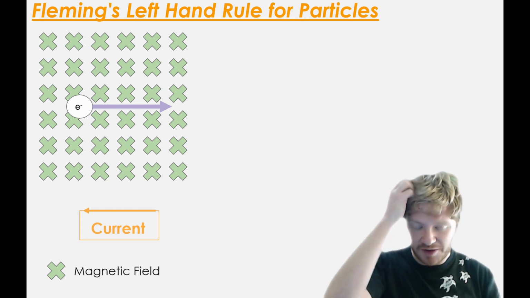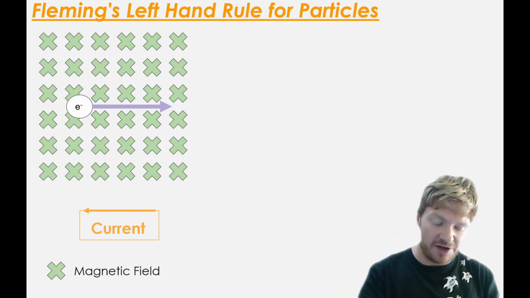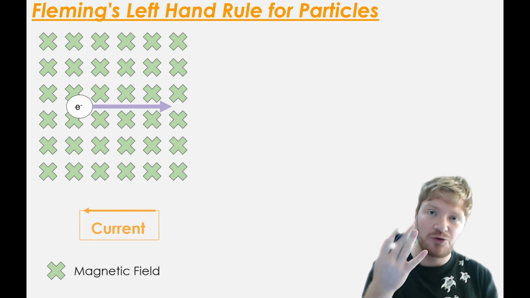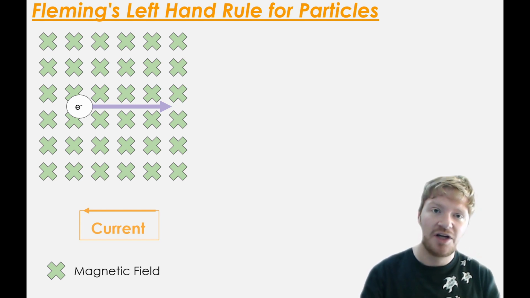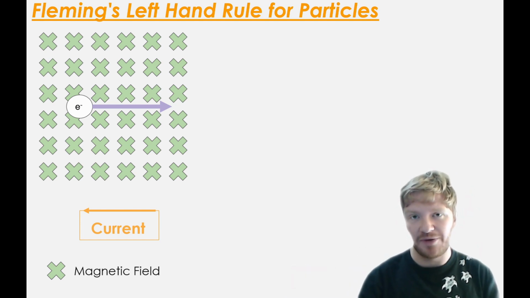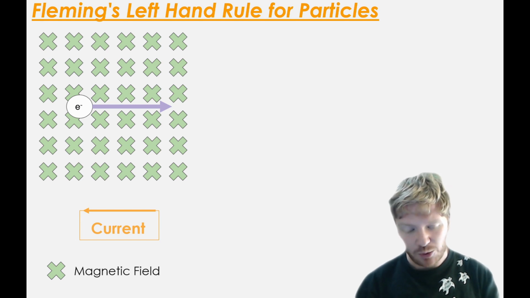Now, here's what we can do. I've got an electron, and it's travelling through a magnetic field. So you should remember from our previous couple of lessons, these crosses mean that the magnetic field is coming out of your screen towards you. And I have an electron that initially is moving from left to right. Now, what does that mean?